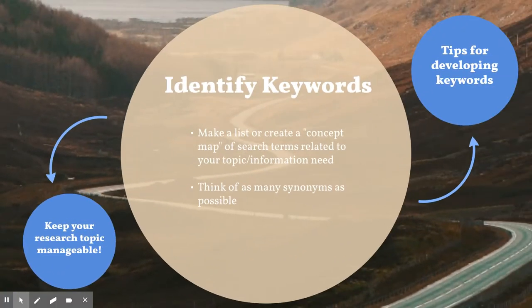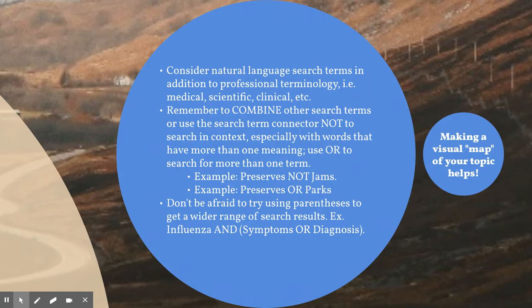Next, identify keywords. Make a list or create a concept map of search terms related to your topic or information need. Think of as many synonyms as possible. Some tips for developing keywords include consider natural language search terms in addition to professional terminology, such as medical or scientific. Remember to combine other search terms or use the search term connector NOT to search in context, especially with words that have more than one meaning.